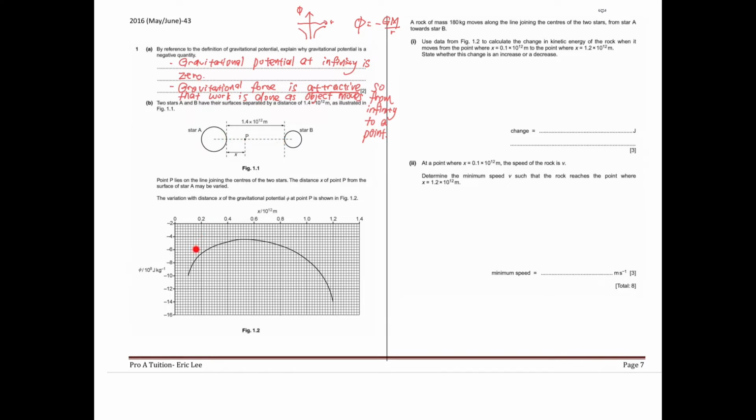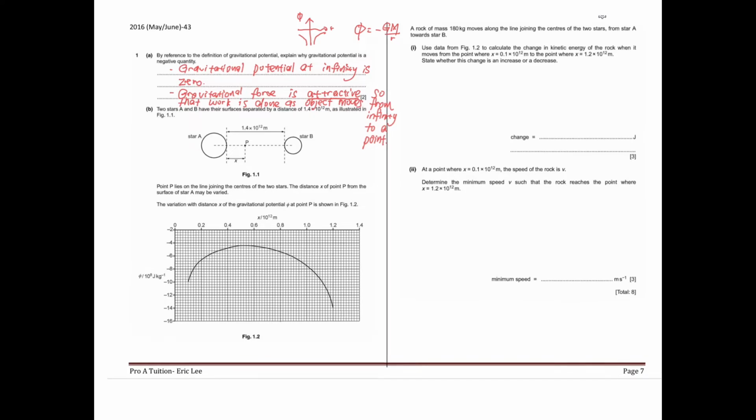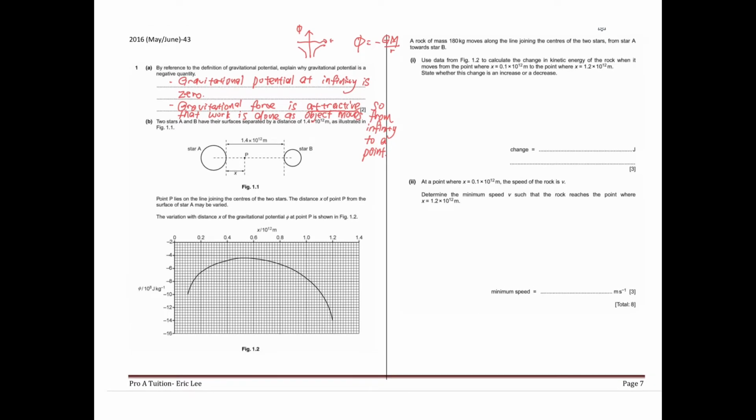So okay, before we look at the following parts of the question, let's think about the graph. Why is the graph like that? So let us understand it so that we understand the questions better. Now let's take a look at the basics that I explained just now.